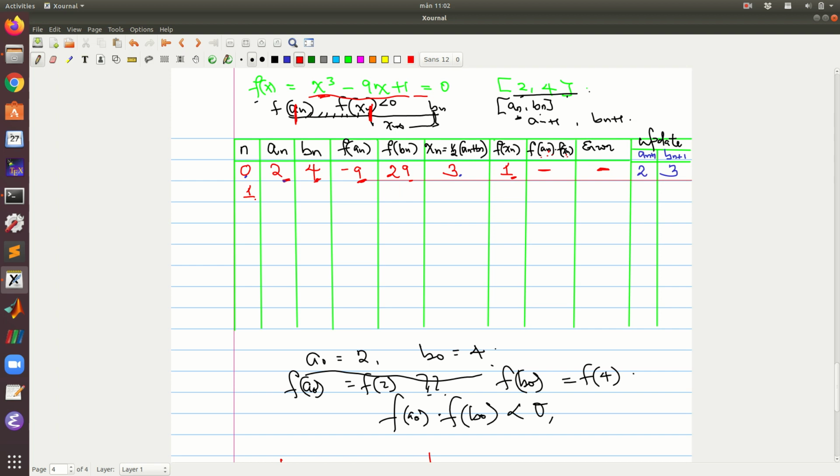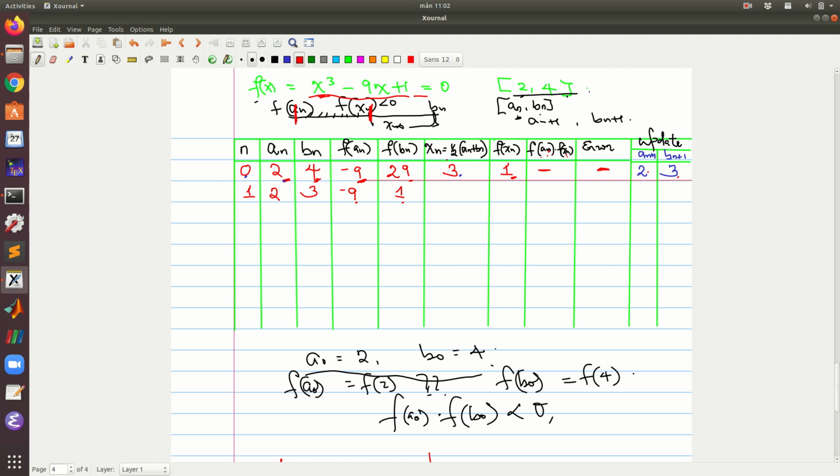Okay, so here we just inherit. Now on the next iteration, we know that a1, when n is 1, this is a1. We have already said that a1 is 2, so we put that as 2, and then our b1 is 3, and then we continue. So we have already found out that f of 2 is negative 9, and then we already found out that f of 3 is 1, and now we compute. Of course, you can see already that these are all different signs. We already seen that even previously.